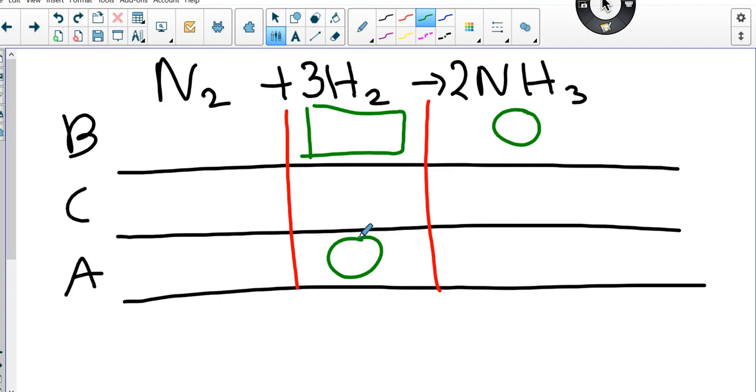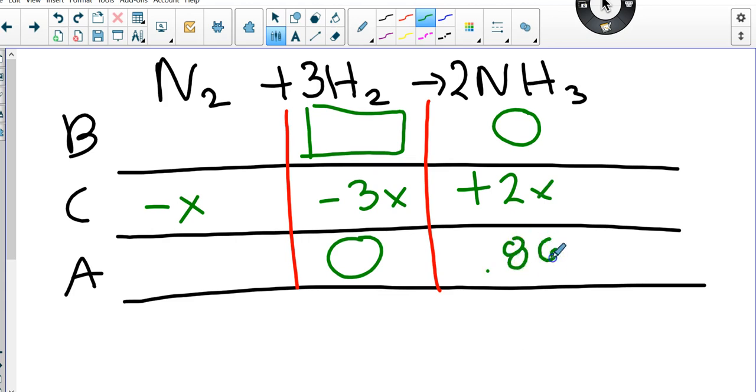And then I can come over here. This is minus x. This is minus 3x. This is plus 2x. And then, what else did I have on here? Oh, yeah. To produce 0.86 moles of ammonia. Any questions about how I did this? So now we solve for x.